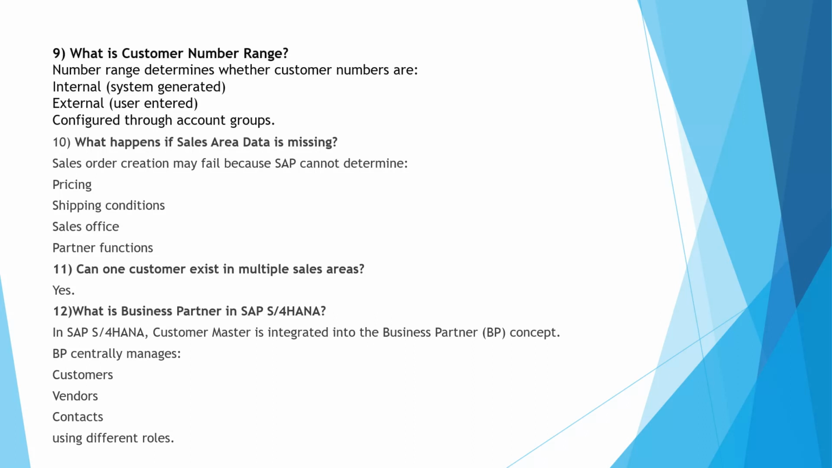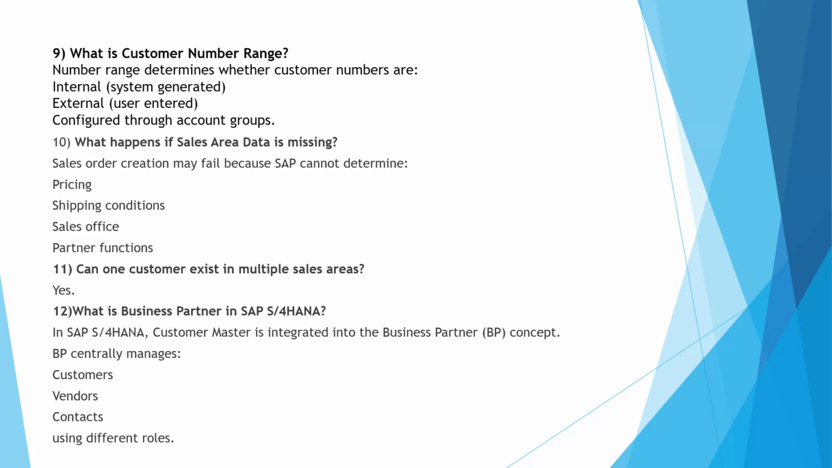What happens if the sales area data is missing? Sales order creation may fail because SAP cannot determine pricing, shipping conditions, sales office, and partner functions. These are all the errors you will get if you do not maintain the fields in the customer. If the sales area is missing, pricing will not be determined, shipping condition is not determined, sales office is not determined, and partner function is also not determined.